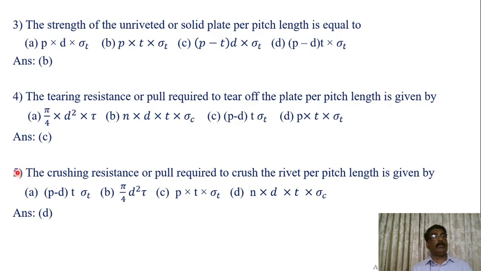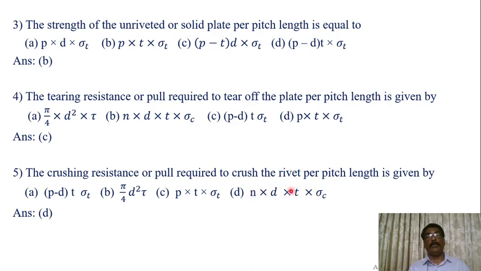So now the next question is: the crushing resistance, or pull required to crush the rivet per pitch length, is given by P minus D into sigma T, P pi by 4 D square into tau, P into T into sigma T, or N into D into T into sigma C. The answer is D, the last one, N into D into T into sigma C.